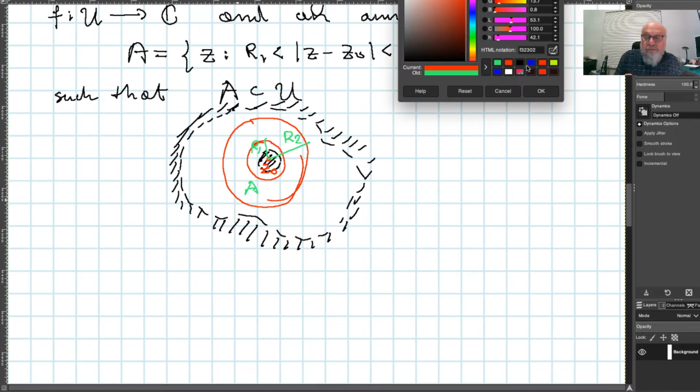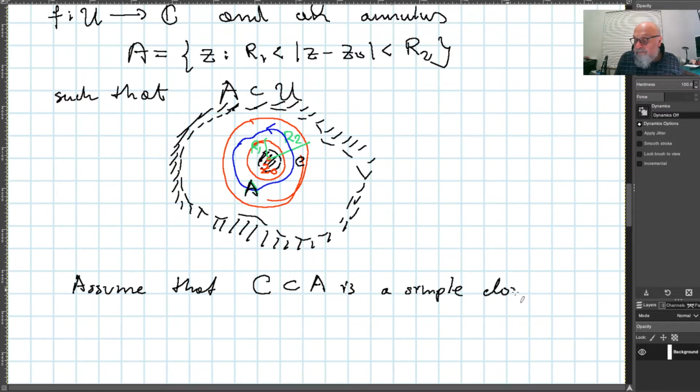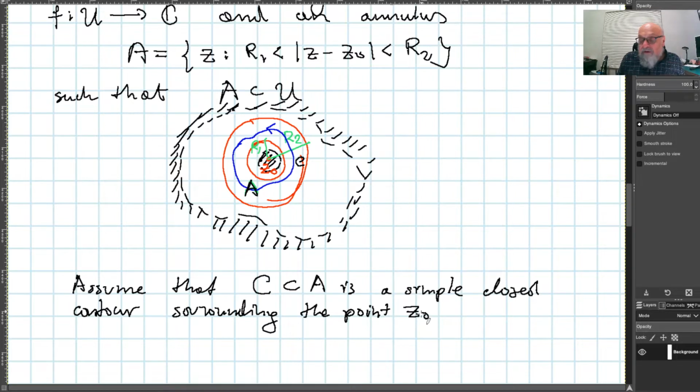So now, what are we interested in? We are interested in a contour. So suppose here we have a contour. The contour is in the annulus, so put it clearly, assume that C contained in A, so this is my C, this one is of course A, is a simple closed contour surrounding, so going around the point z0. That means simply that z0 belongs to the interior of the region bounded by C.